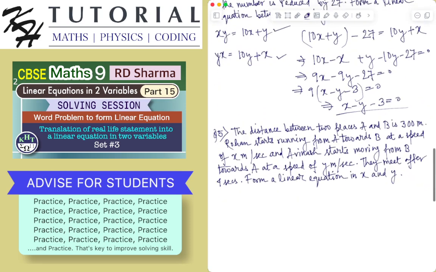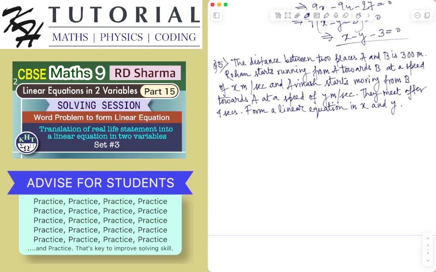Let's see the last problem. The distance between two places A and B is 300 meter. Rohan starts running from A towards B at a speed of x meter per second, and Avinash starts moving from B towards A at a speed of y meter per second. They meet after 4 seconds. Form a linear equation in x and y.